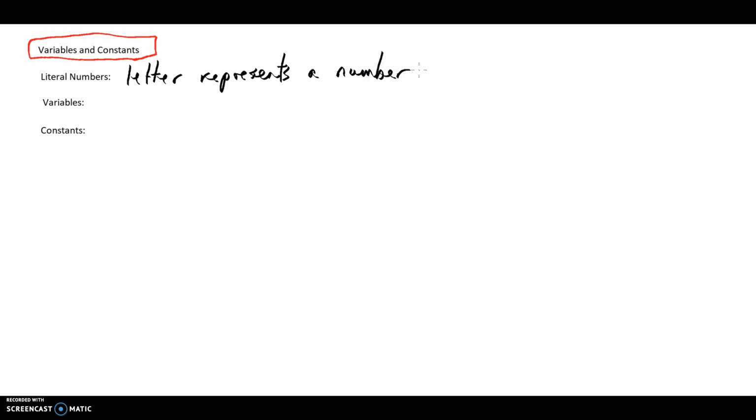And so a variable then is literal numbers that can vary. And that means there isn't just one value that is subbed in for the literal number, because some literal numbers are fixed and some are variable. And so a literal number, or any letter that can vary, is a variable. And if it is a fixed value, then it is called a constant.